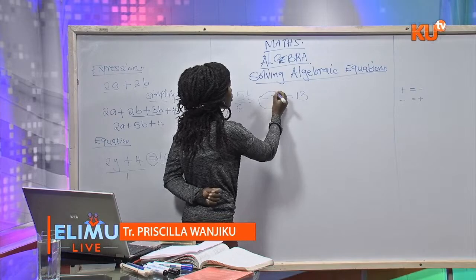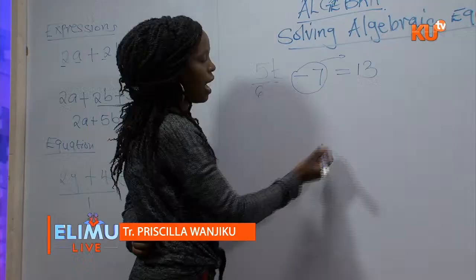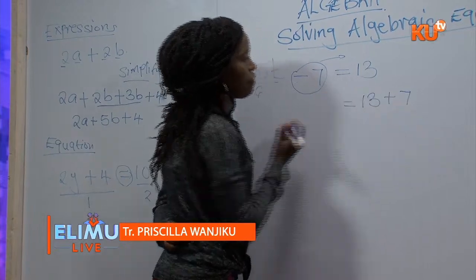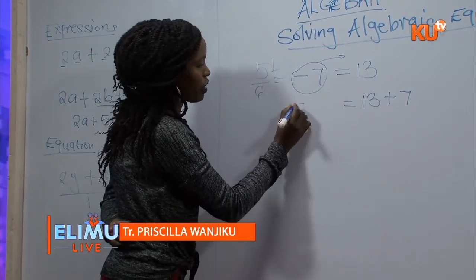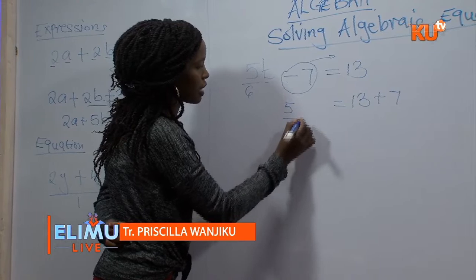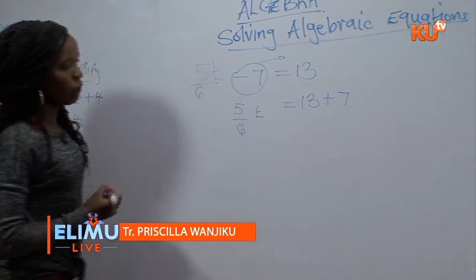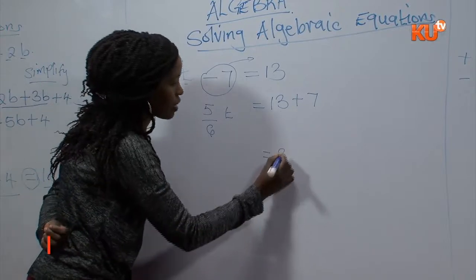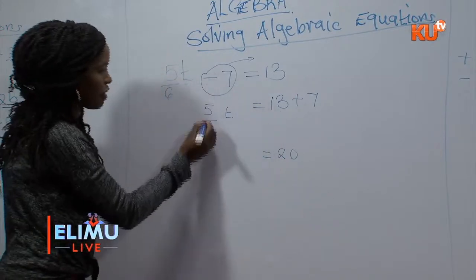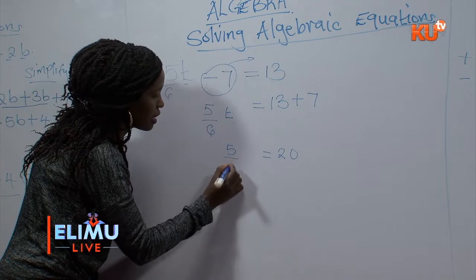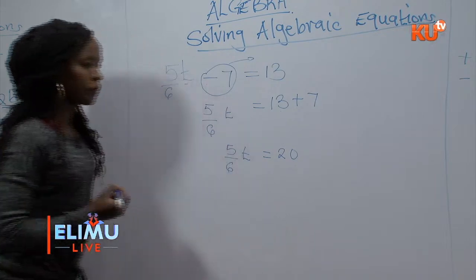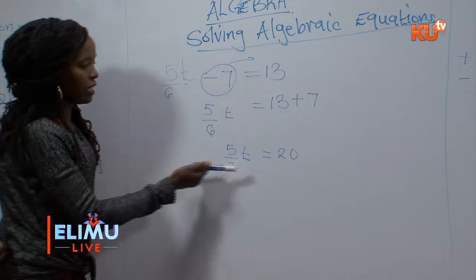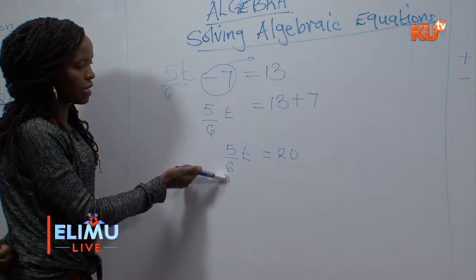So this 7, I'll take it to the other side, and I'm going to have 13 plus 7, and this side I remain with 5 over 6t. 13 plus 7, I get 20, and then 5 over 6t. I want to get the value of t. To get the value of t, this is a fraction, 5 over 6.